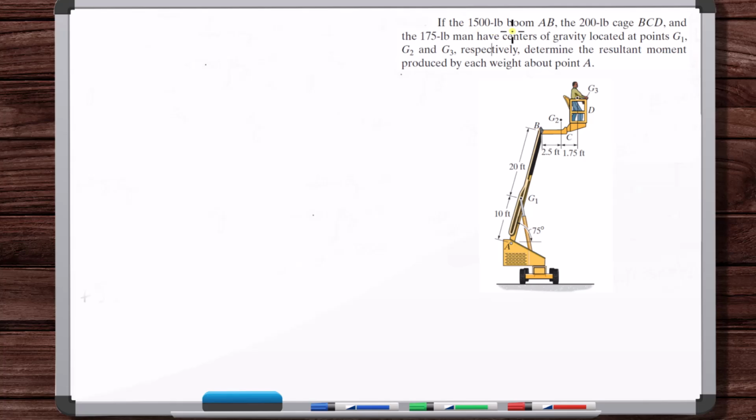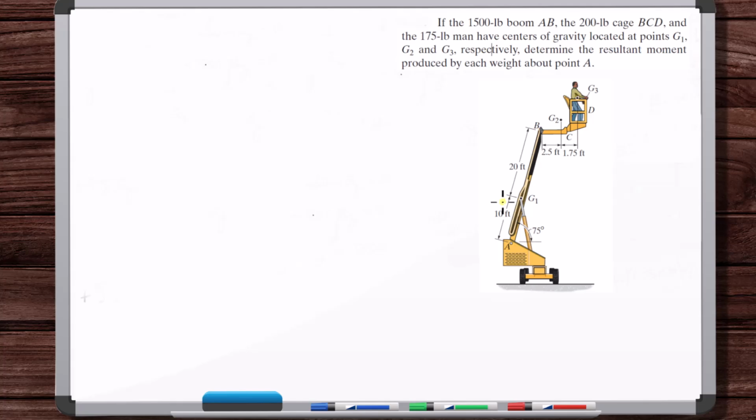If the 1,500-pound boom AB, the 200-pound cage BCD, and the 175-pound man have centers of gravity located at points G1, G2, and G3 respectively, determine the resultant moment produced by each weight about point A. Okay, so all we're doing is practicing calculating moments of forces about points. That's what we're doing in these problems.